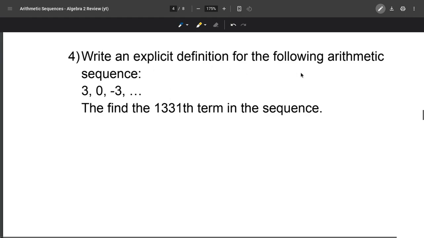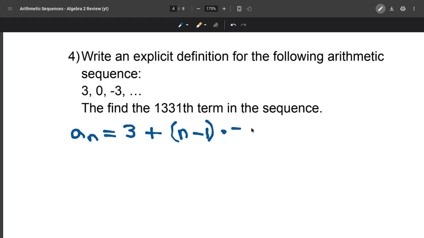Write an explicit definition for the following arithmetic sequence. So 3, 0, -3. Then find the 1331st term in the sequence. Okay, so general formula here is going to be a sub n. It's going to equal the first term, so 3, plus n minus 1 times the common difference, which is going to be -3 because we're decreasing by 3 each time when we go from the prior term to the current term.